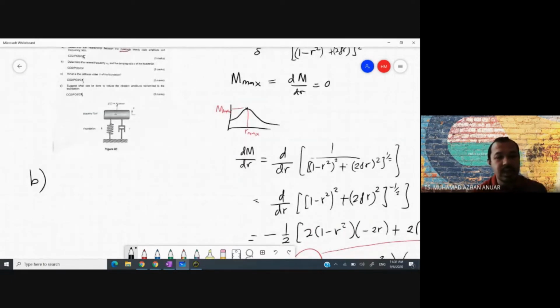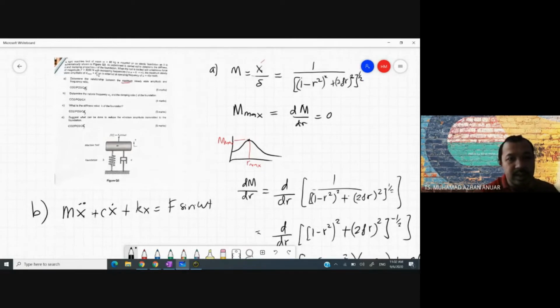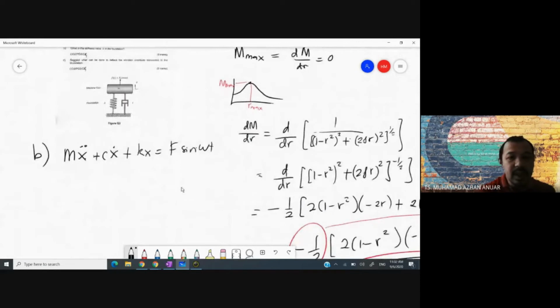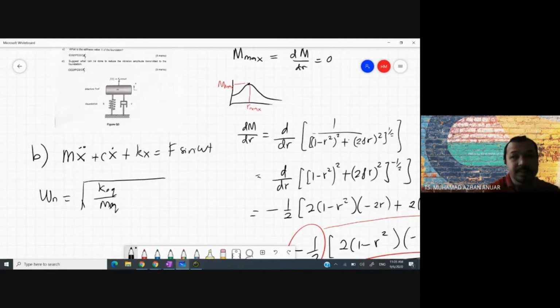For these systems, we will have our equation of motion in terms of m x double dot plus c x dot plus k x is equal to F sine omega t, since we use x as the coordinate. F sine omega t is given in this question. And using our formula, omega n is equal to the square root of k equivalent divided by m equivalent.